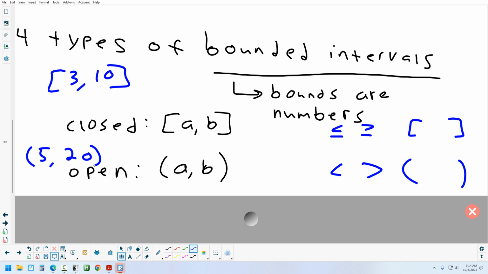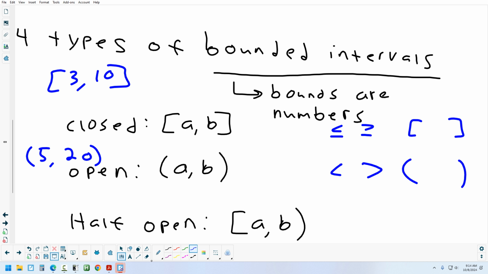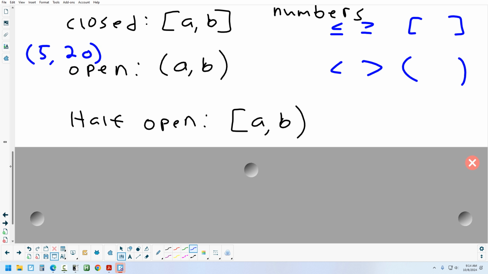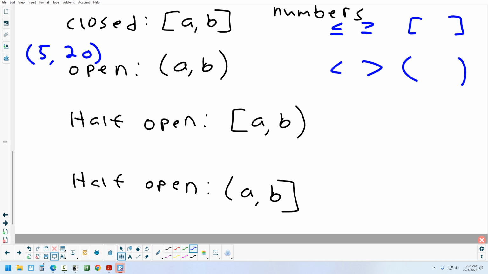You can include the numbers that are right on the end of the interval with closed. With open, you can't. So then the other type of interval is like a half open. That means you can include the number on one end, but not the other. So you could have an interval that's half open. This one's half open on the right.